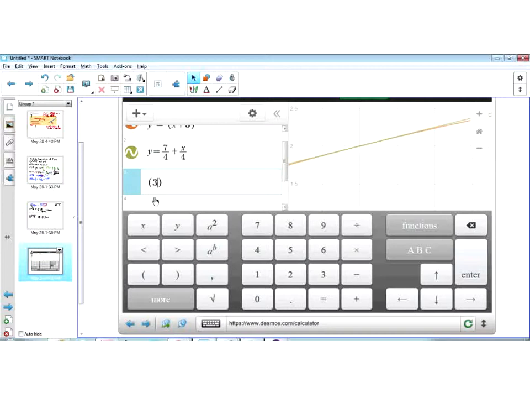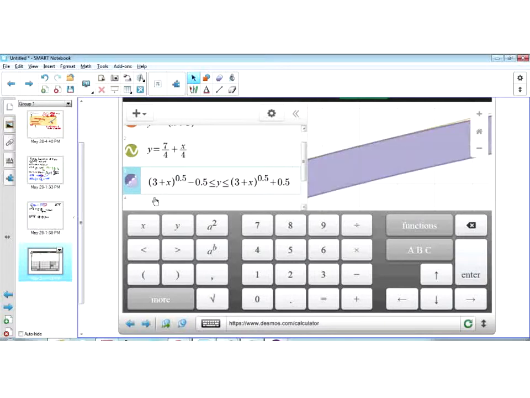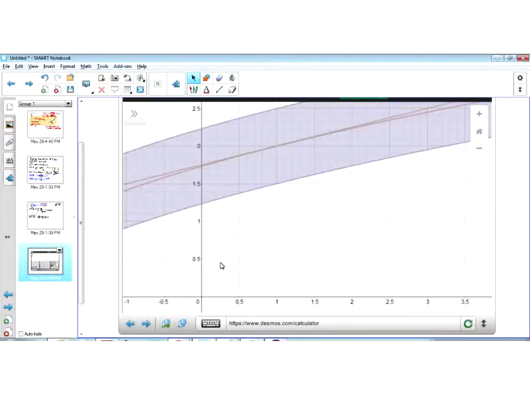Let's see, square root of 3 plus x, see if I can try this, to the 0.5 minus 0.5, less than or equal to y, less than or equal to 3 plus x to the 0.5 plus 0.5. Okay, so yes. All right, so I think this is what we need. So let me interpret this graph for you.